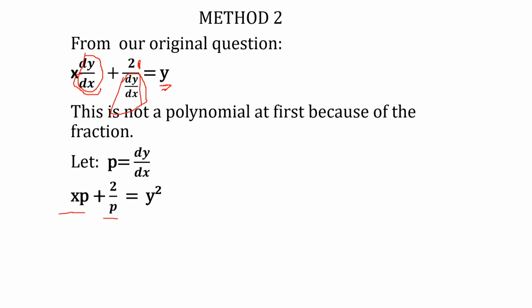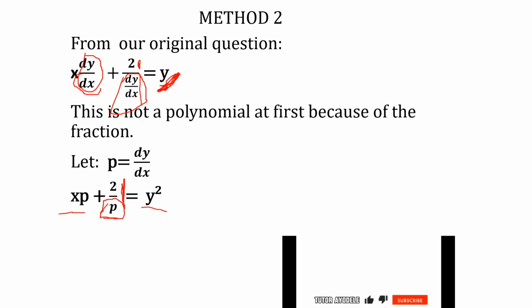squared here. Sorry, this should be y squared, not y squared here. Take note of that. So we have something like this. Now what is the next thing to do? We said a polynomial equation must not have a fraction, and you can see that now we have a fraction. So we need to remove this p.